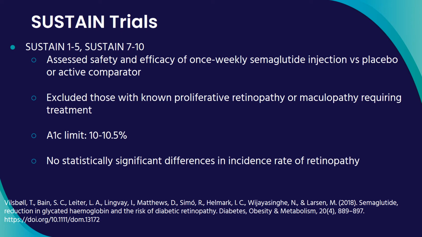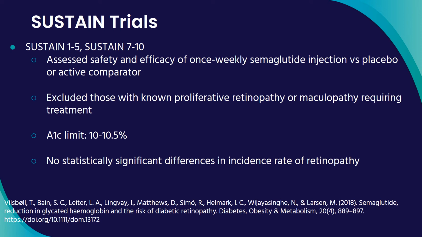In the SUSTAIN 1 through 5 and 7 to 10 trials, once-weekly semaglutide injection safety and efficacy was assessed against placebo or active comparator. Active comparators included other GLP-1 RAs, SGLT2 inhibitors, DPP4 inhibitors, or insulin therapy. Notably, all trials in the SUSTAIN program besides SUSTAIN-6 excluded those with known proliferative retinopathy or maculopathy requiring treatment.